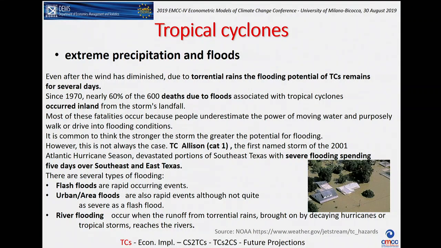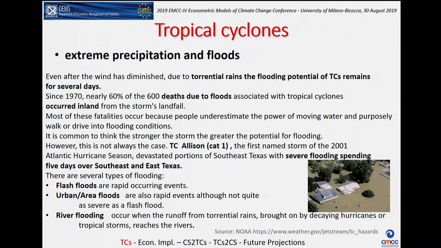It is the case of Allison in 2001, which was not moving that fast. It was hovering over Texas, if I remember well. And even if it was a Cat 1 hurricane, it released a huge amount of water over the region because it was staying there, pushing the water over the land and accumulating. So typically, most of the damages from precipitation are not along the coast, but inland, when the tropical cyclones start to stay, not moving, before their disappearance because they do not have the fuel coming from the ocean.